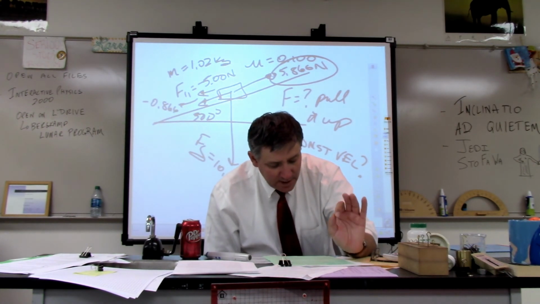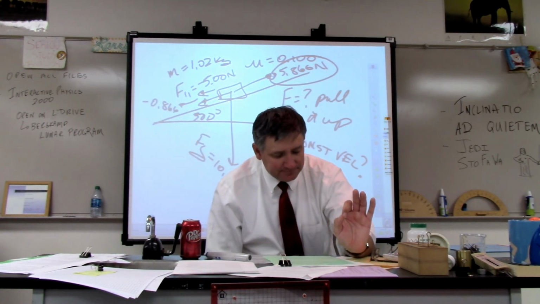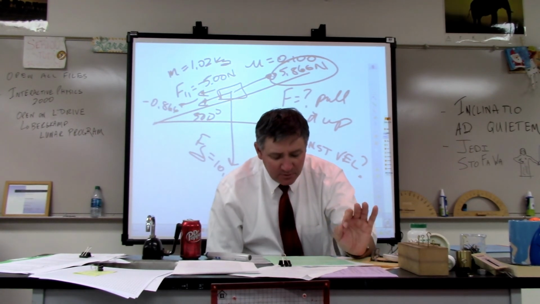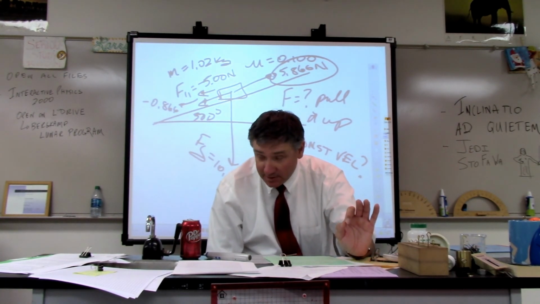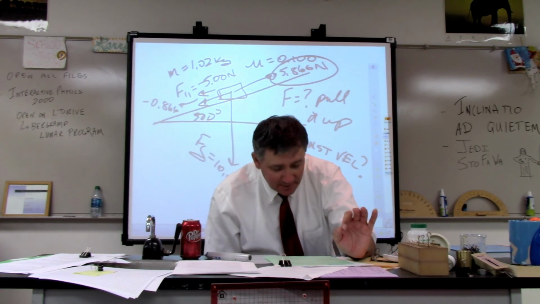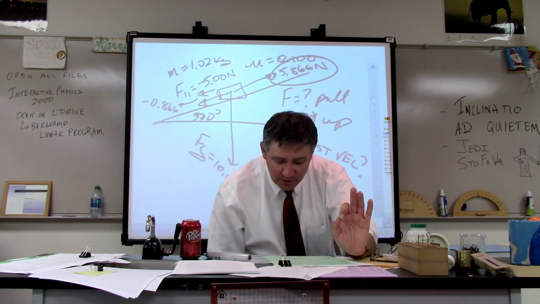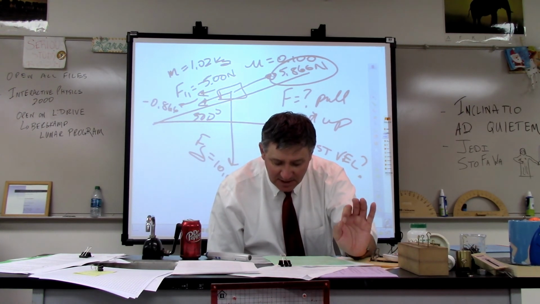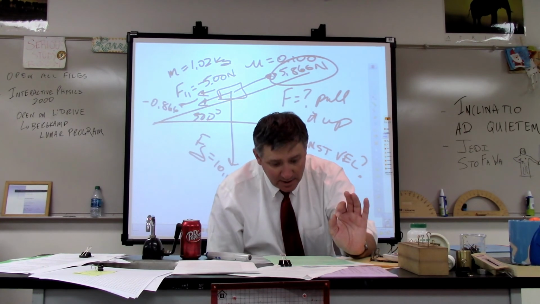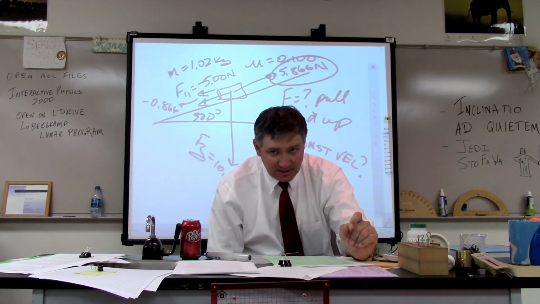Now, when you get to number 9 and 10, the 2 most important words on there, because I was nice and bolded them and even underlined them, are constant velocity. So on 9, you're going to pull this thing up a frictionless inclined plane at a constant velocity. Number 10, there is friction. You're still pulling it up at a constant velocity.